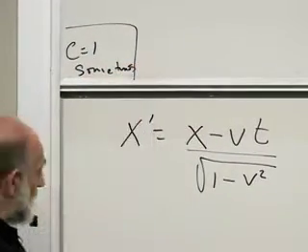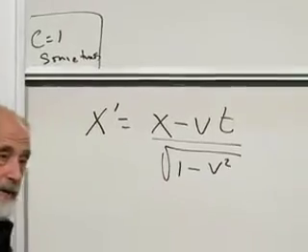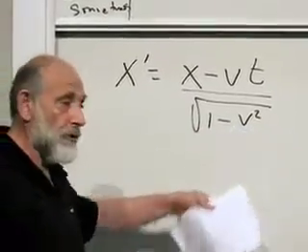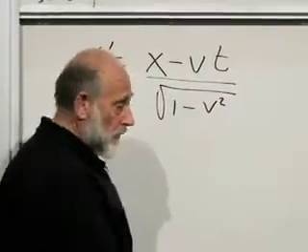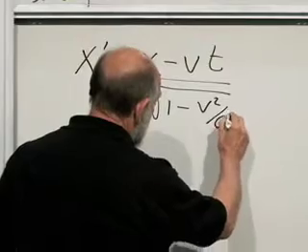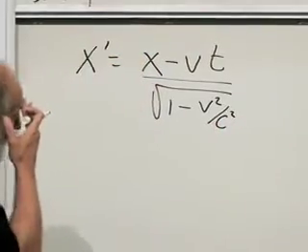If you want to put back the speed of light, this equation doesn't make good dimensional sense. A velocity has units of length per unit time, and a 1 has no units at all, so what you really want to do is divide this by the speed of light squared, v squared over c squared.